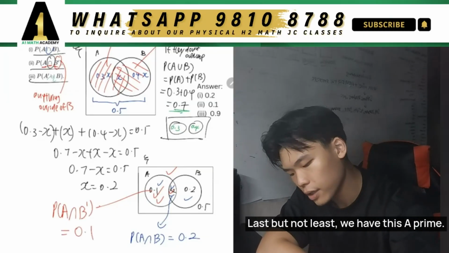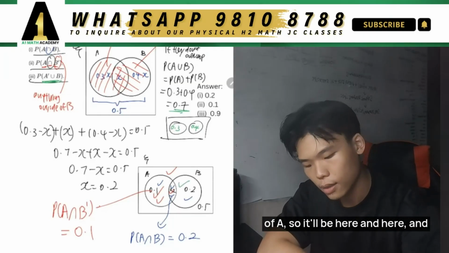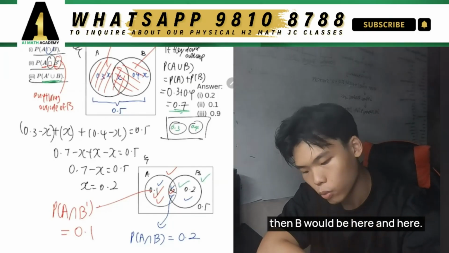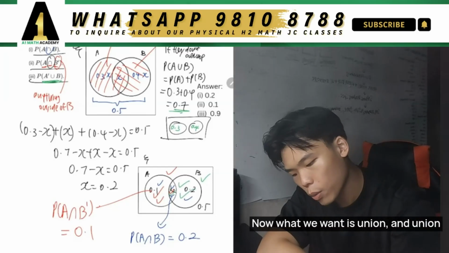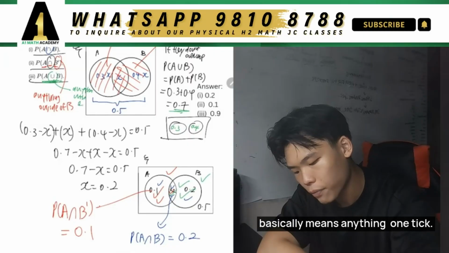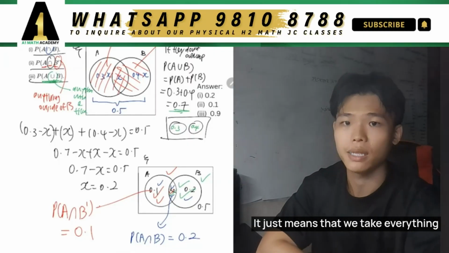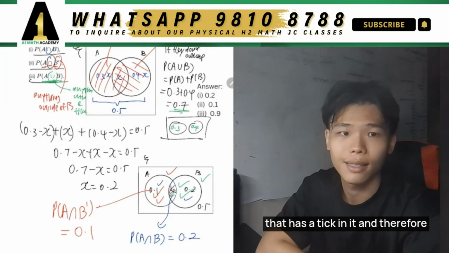Last but not least, we have this A prime union B. So A prime would be anything outside, so it will be here and here. And then B would be here and here. Now, union basically means anything with one tick, right? Union doesn't mean that we need to overlap. It just means that we take everything that has a tick.